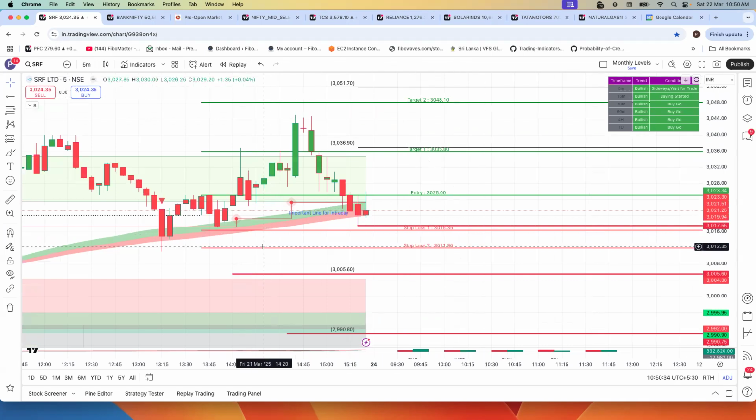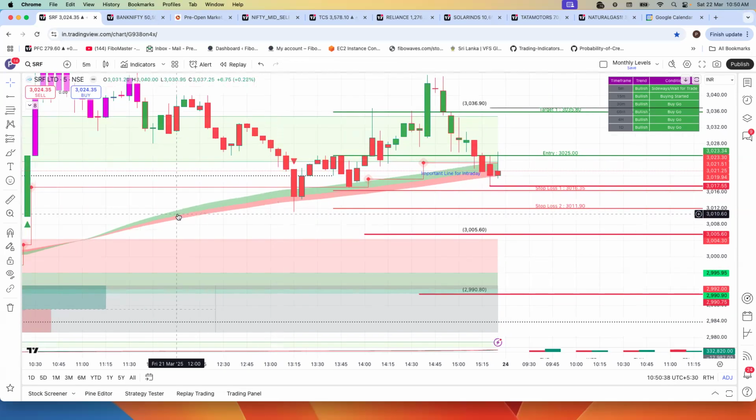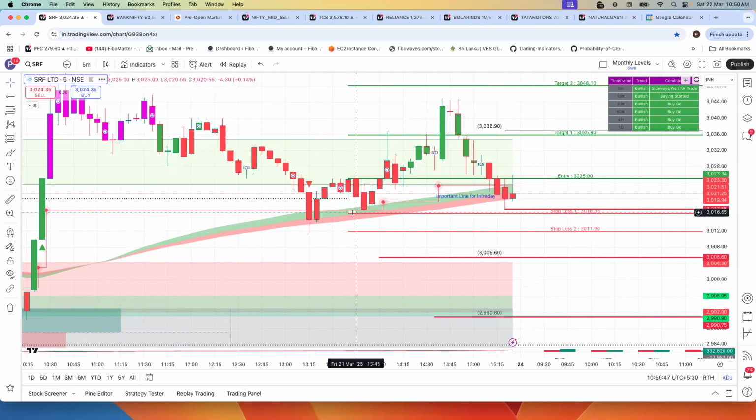Do not fall into any kind of trap. Always follow the major thing, which is the trend. When you see a trend on the positive side, if it falls like this, it will take support from the cloud. Got my point?